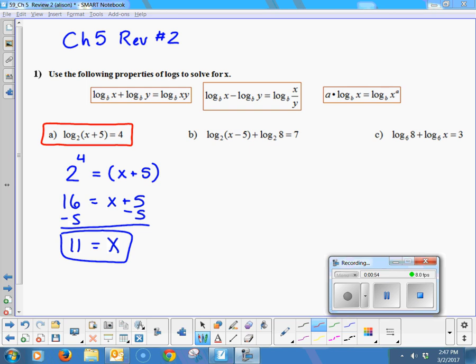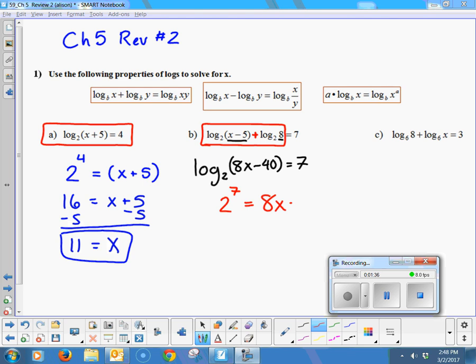Taking a look at number B, I spy 2 log statements that are being added. If we are adding log statements, that means we multiply the guts. So I would write this as log base 2 of x minus 5 times 8, so 8x minus 40, and it equals 7. Now that it's a single log statement, I can rewrite it in exponential form. That means 2 to the 7th equals 8x minus 40.